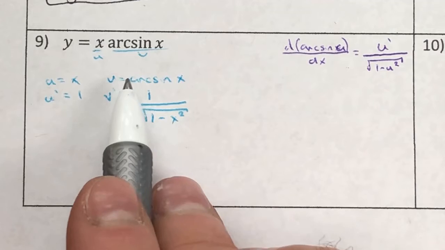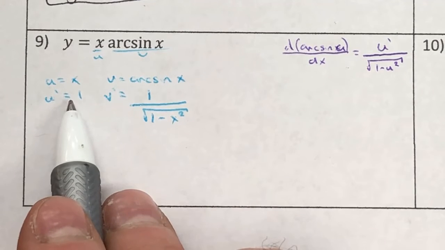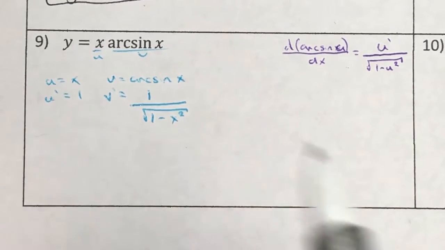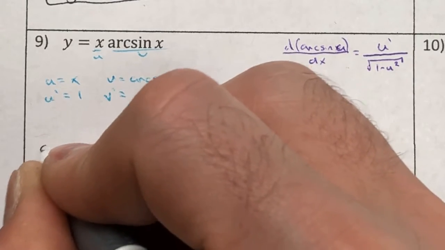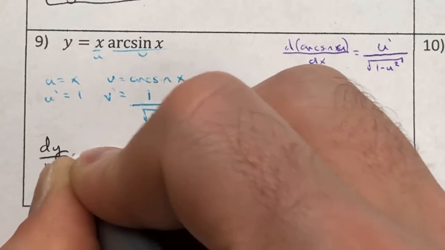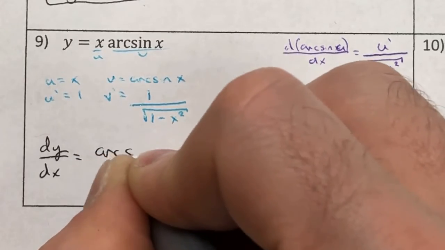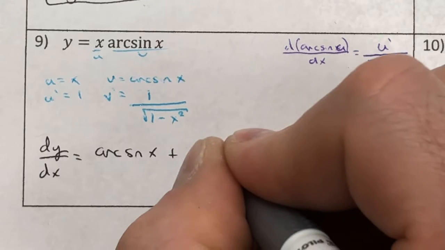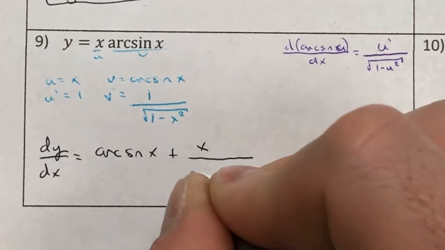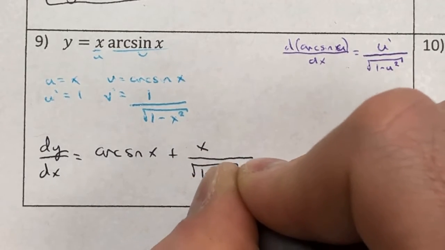And so with the product rule, it's just v u prime plus u v prime. So arc sine of x times that is going to be arc sine of x plus this. So I'm going to say plus x over the root of 1 minus x squared.